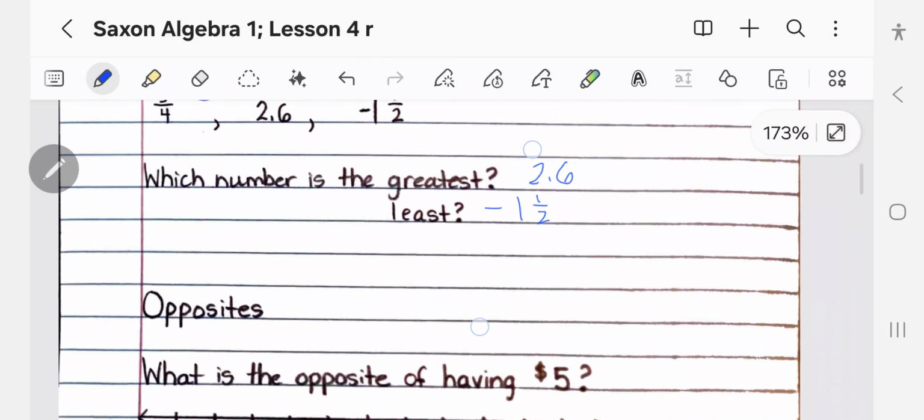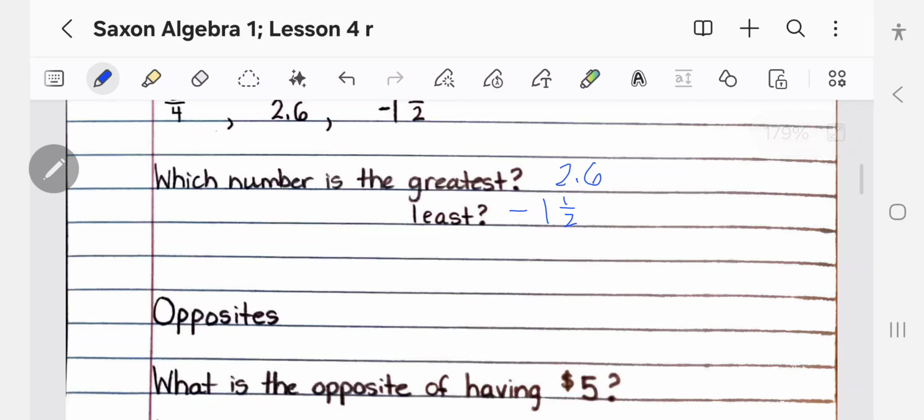All right, opposites. Let's look at this question. What is the opposite of having $5? All right, it's your birthday, you get $5. That's great. So you've got +5. What would be the opposite of that? The opposite would be maybe it's somebody else's birthday and you give away $5, right? So I'm subtracting $5 from my money. Or maybe you borrowed $5 from somebody, so the opposite would be owing $5. So it would be a negative. So the opposite of a positive is a negative. The opposite of -5 would be +5.